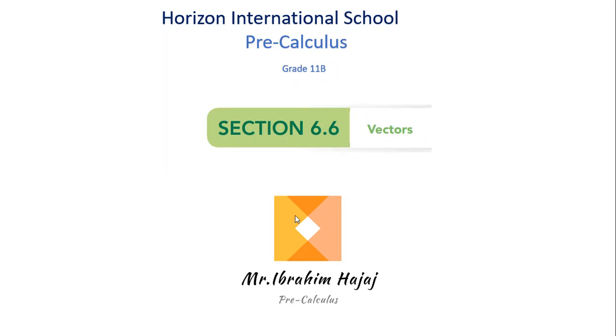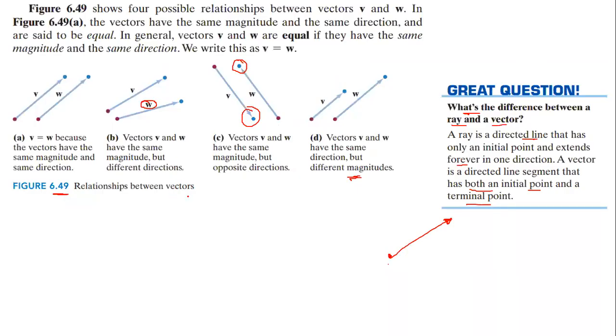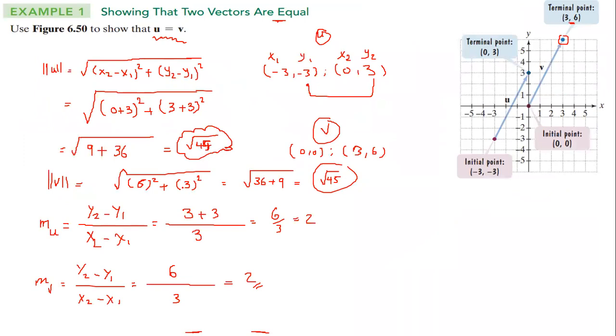Yesterday, let's complete what we started in the first session. In the first part, we talked about this lesson, the magnitude and the direction, and how two vectors are equal. You solved example 1 to show that the two vectors are equal.